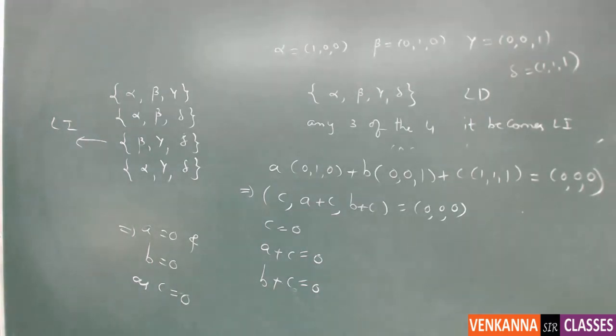Accepted? Therefore, all the scalars in that combination are 0. Therefore, it is LI. In a similar way, we prove it for the remaining three also. That's it. Fine. Right. Now, let me take one more thing, from which I will conclude. I will give you a hint on how to solve it.